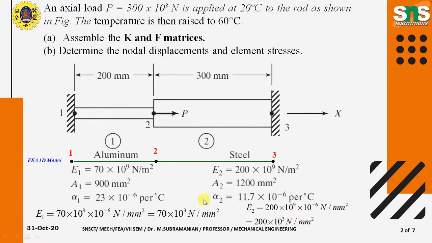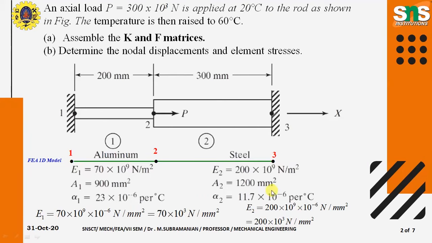Using two elements, the length of element 1 is 200 mm, and the length of element 2 is 300 mm. We obtain the finite element model as shown in the figure. Nodes and elements are numbered as shown in the figure. The red color indicates the nodal points, called node 1, node 2, node 3, and the elements are 1 and 2.